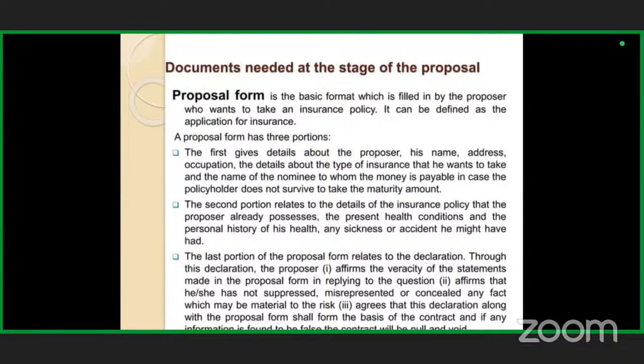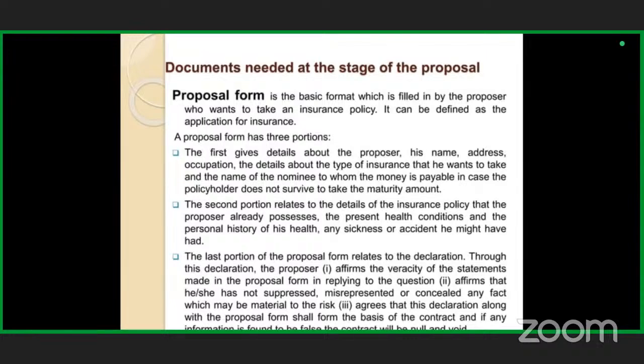Then the second portion of this document relates to the details of the insurance policies that the proposer already possesses, the present health conditions, and the history of his health and sickness, accidents he might have had, etc. These will be there in the second portion.